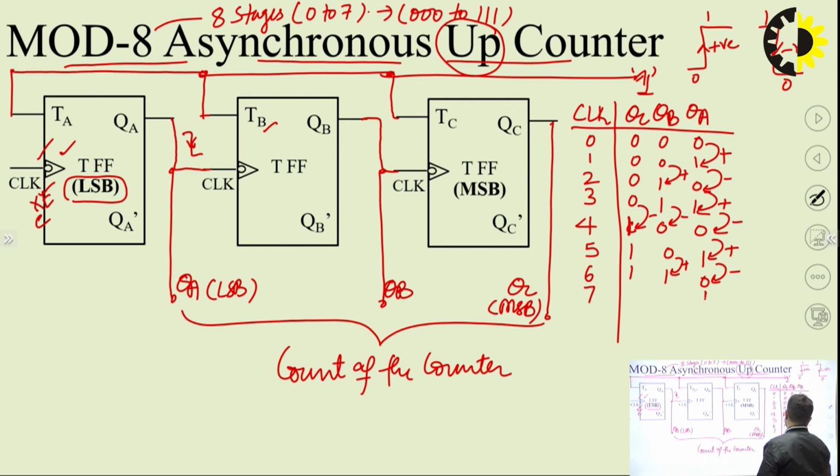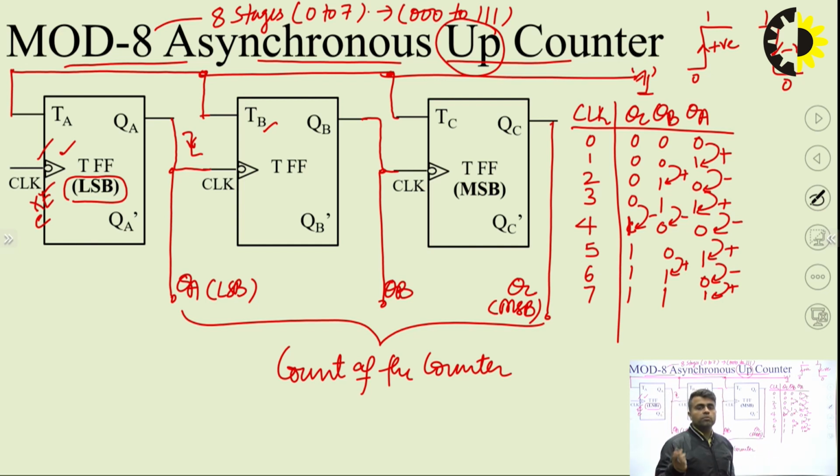Seventh pulse, 0 changes to 1. This is a positive transition, so no more changes can take place. So the 1 remains 1, 1 remains 1. We can check that the counting has started from 000 and it has reached 111. That means 0, 1, 2, 3, 4, 5, 6, 7. All the counting stages are available at the counter's output as and when the clocks are applied to the counter.